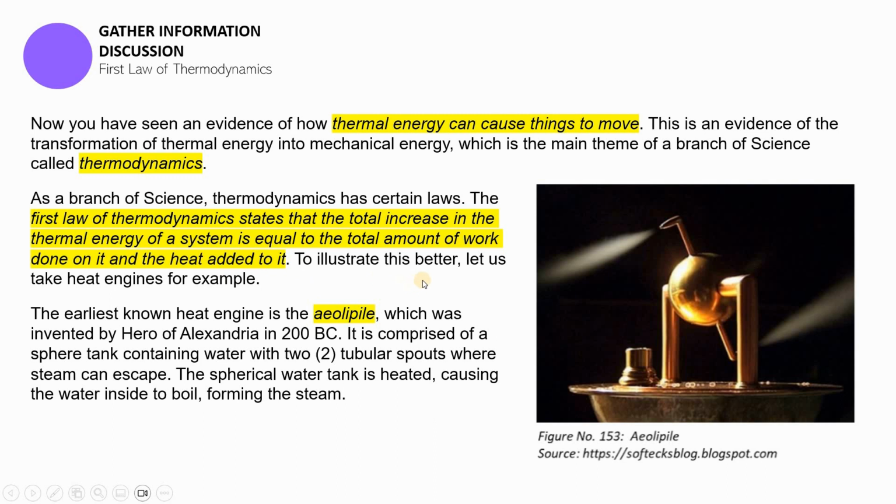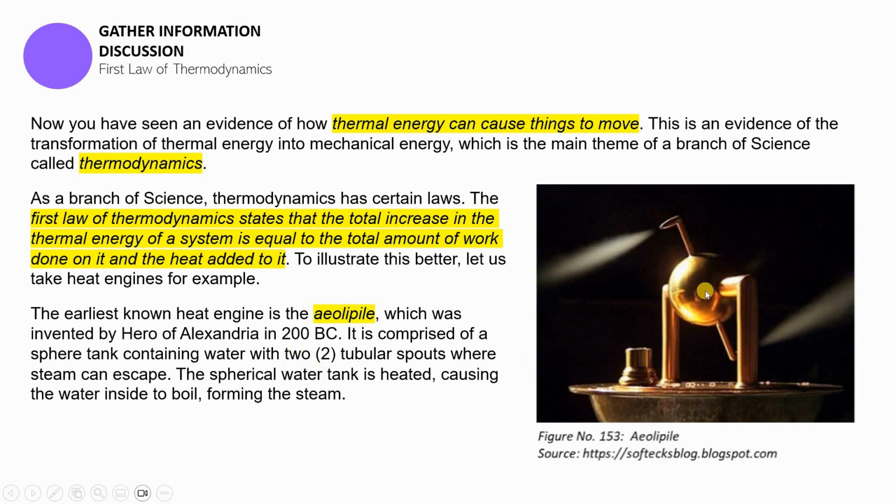To illustrate this better, let us take some heat engines, for example. The earliest known heat engine is right here in this illustration. It is called an aeolipile. Okay, I still stumble when I say this. Aeolipile. This was invented by Hero of Alexandria in 200 BC, and it is composed of a sphere tank that contains water with two tubular spouts where the steam can escape. That is where the steam actually comes out.